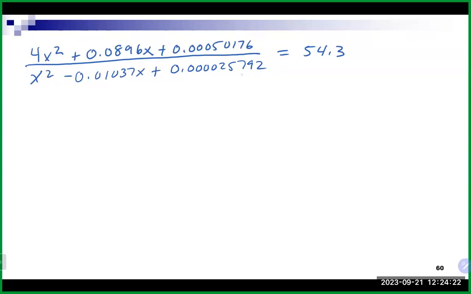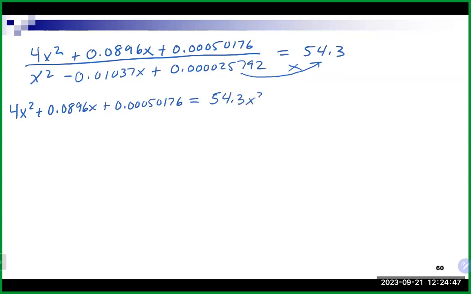And we're going to then take everything on the bottom and multiply it over to the right-hand side. That means on the left-hand side, we didn't do anything, so it stays the same up there on top. So 4x squared plus 0.0896x plus 0.000500176 equals, when we multiply that to the other side, we're going to get 54.3x squared minus 0.563091x plus 0.001400506.